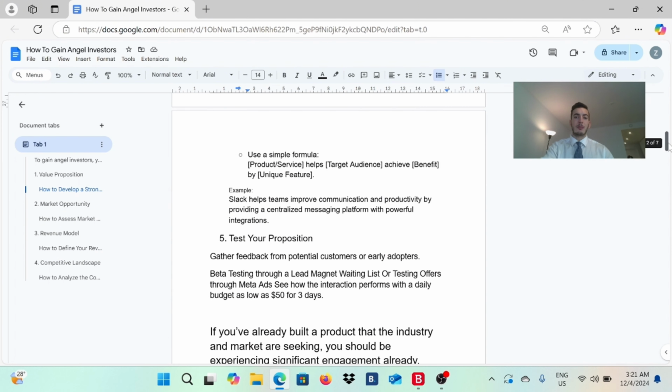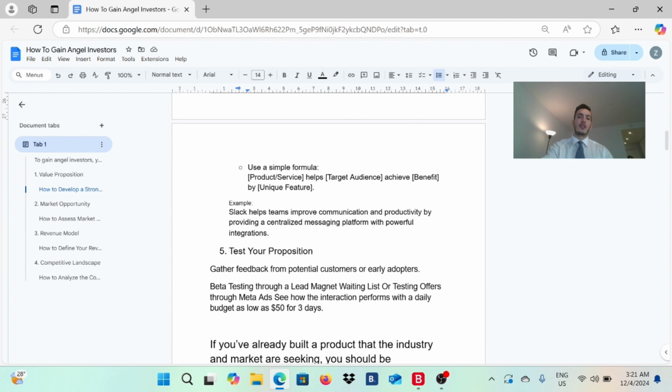At the same time, you need also to take a look at this simple formula. Product or service that you are doing, who you are helping (your target audience), and what you are looking to give them as an achievement. The achievement has to be the benefit, by a unique feature, and how you are going to do X and Y, how you can give them the outcomes they are looking to get. For example, Slack helps teams improve communication and productivity by providing a centralized messaging platform with powerful integrations.